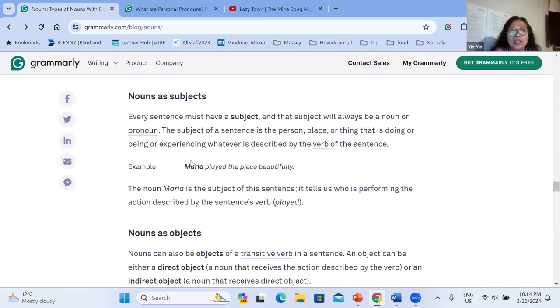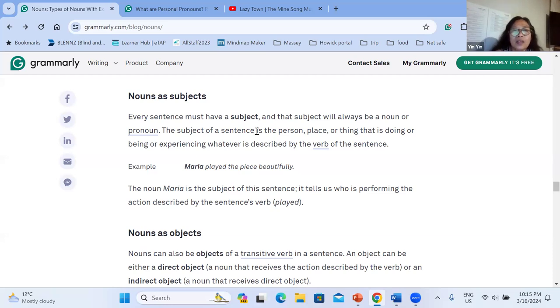So in a sentence, the subject is she, for example. A subject can be a noun, and it can also be a pronoun. The subject of a sentence is the person, place, or thing that is doing or being or experiencing whatever is described by the verb of the sentence.